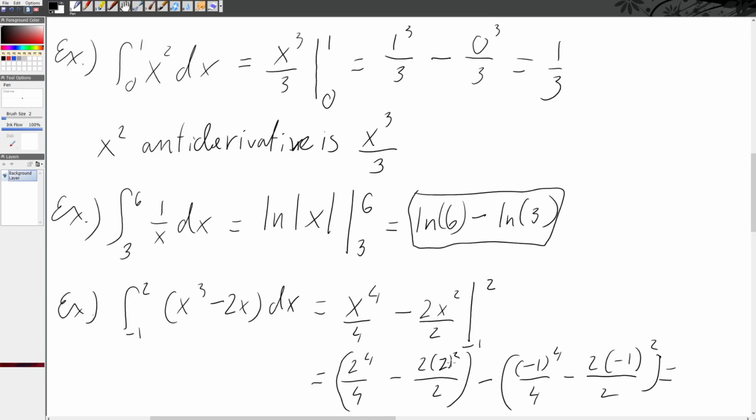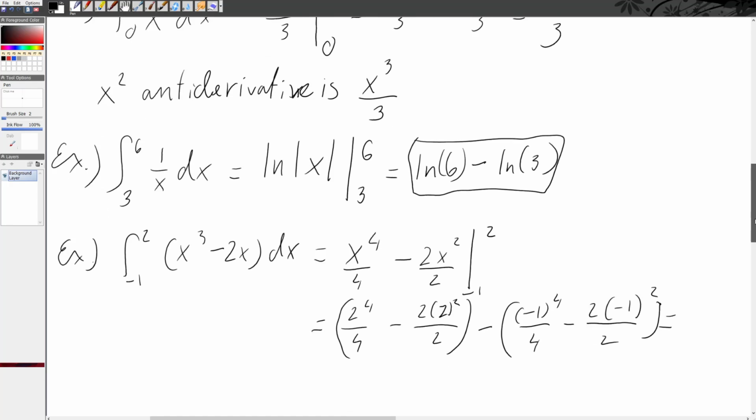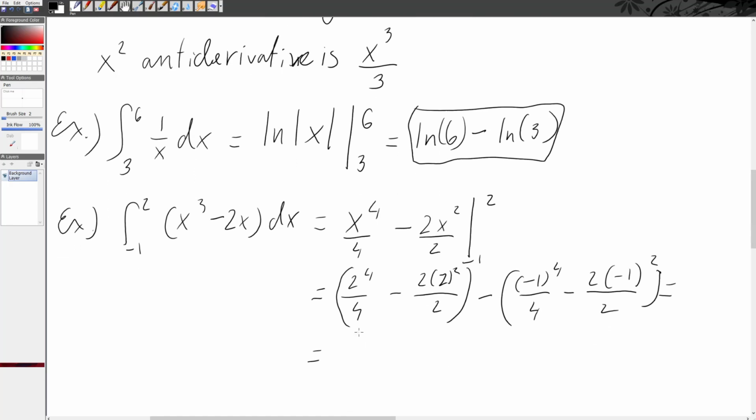This one you should get, let me scroll down just a little bit. This one is going to be 4 minus 4 minus 1/4 minus 1, which is going to be negative 1 minus 1/4 minus 1 is going to be 3 over 4 negative. So it's just going to be negative 3 over 4.